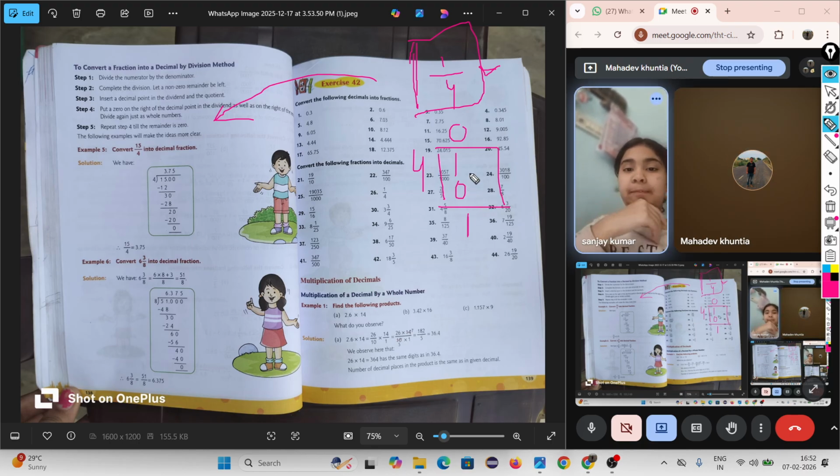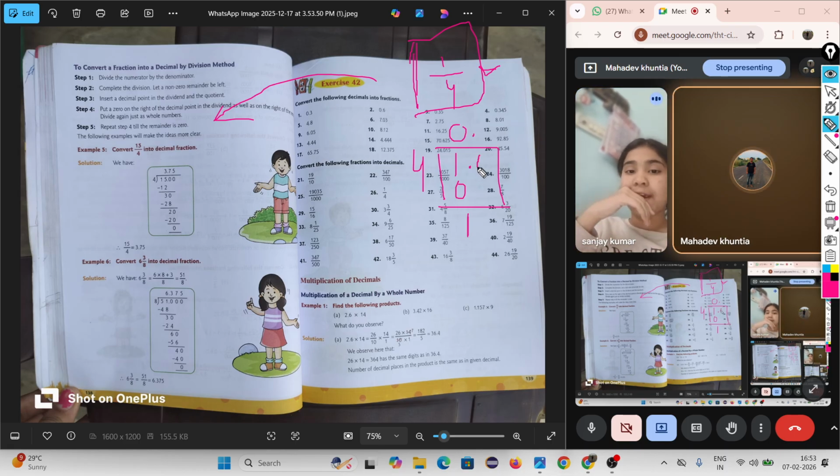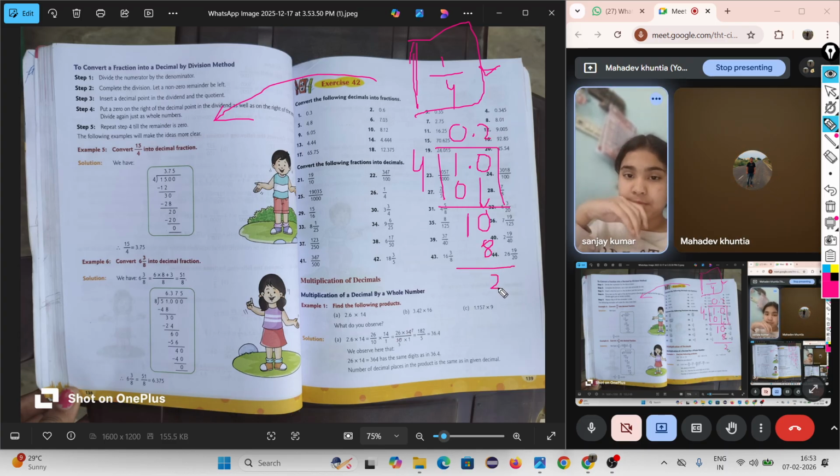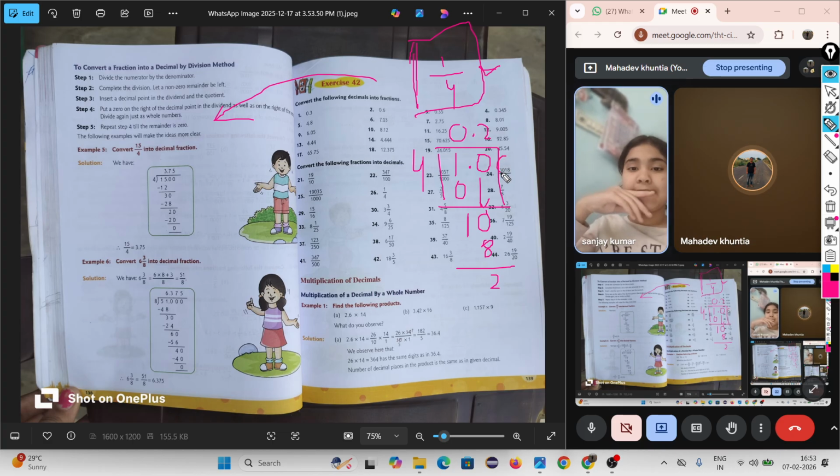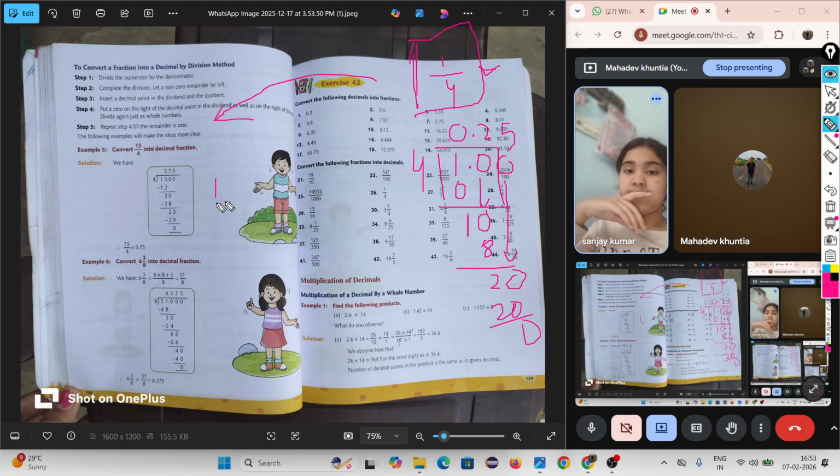First, add a decimal point in both quotient and dividend. Then add 0 on the dividend. Then shift this 0. Is there 10 in the table of 4? No, so 4 2s are 8. And shift, 2 is remaining. Then again add 0 on the dividend and shift. 25 and 20. Then 1/4 is equal to 0.25.